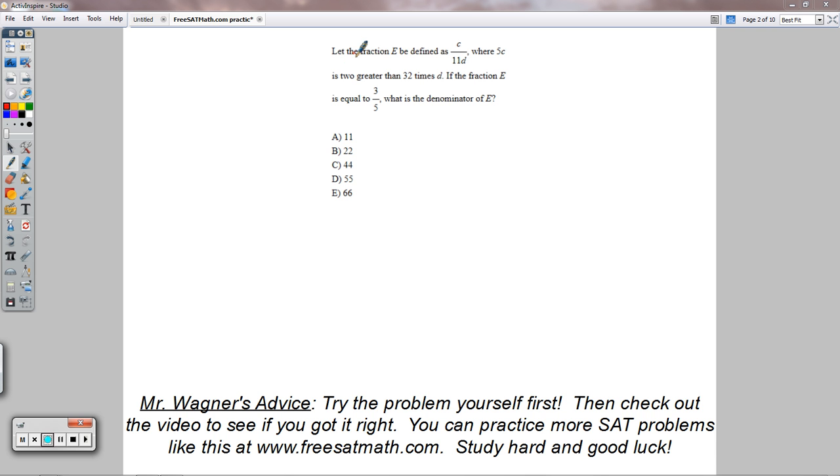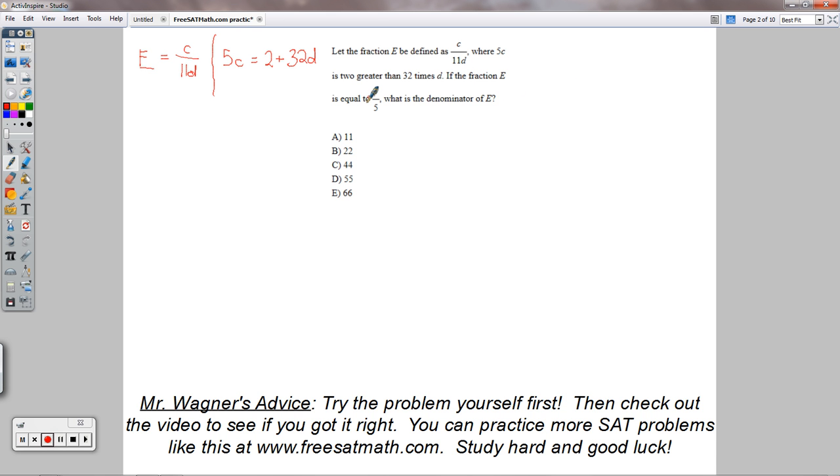It says this: let the fraction e be defined as c over 11d. So let's write that down as we go. E is defined as, in other words, e equals c over 11d. Okay, where 5c is 2 greater than, so 2 plus 32 times d, which we can write like that, 32d.